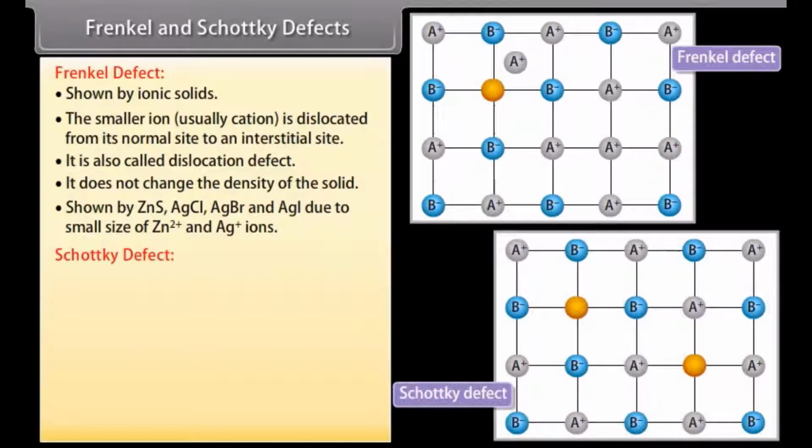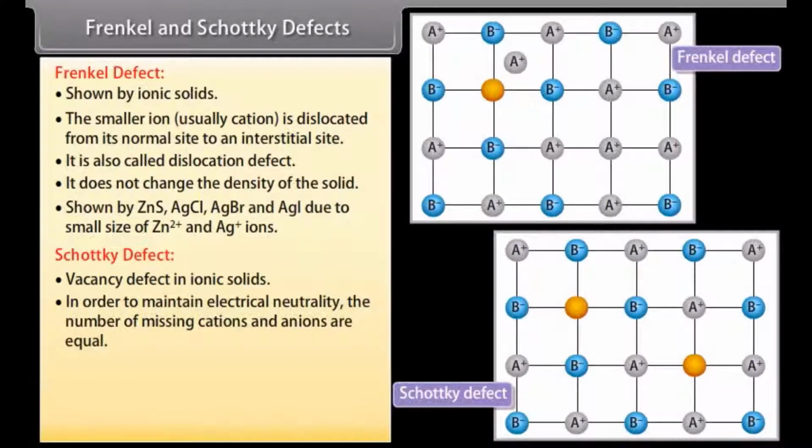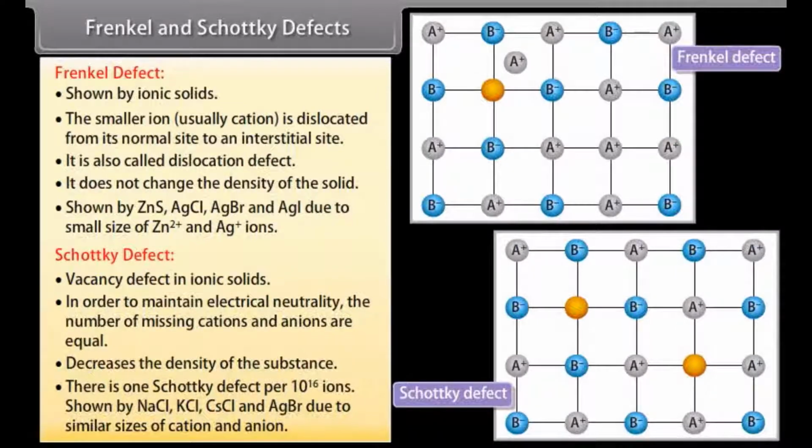Schottky defect is a vacancy defect in ionic solids. In order to maintain electrical neutrality, the numbers of missing cations and anions are equal. It decreases the density of the substance. There is one Schottky defect per 10¹⁶ ions, shown by NaCl, KCl, CsCl, and AgBr due to similar sizes of cation and anion.